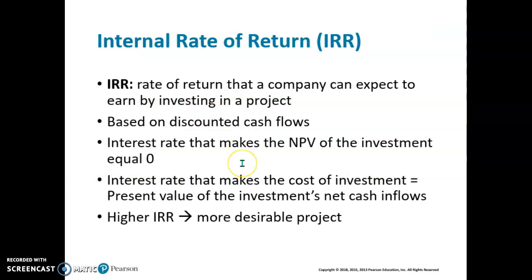The internal rate of return is the other one that we use, and that is the return that the company can expect to earn by investing in a project, and it's based on discounted cash flows. What you do is you set the inflows equal to the outflows. So the inflows times X, the discount rate, is equal to the outflows. Okay? And I'll show you how to do that. The higher the internal rate of return, the more desirable the project is. And it's just another way to rank them.